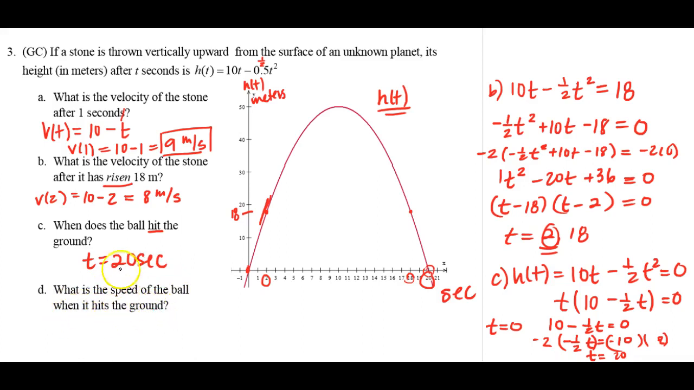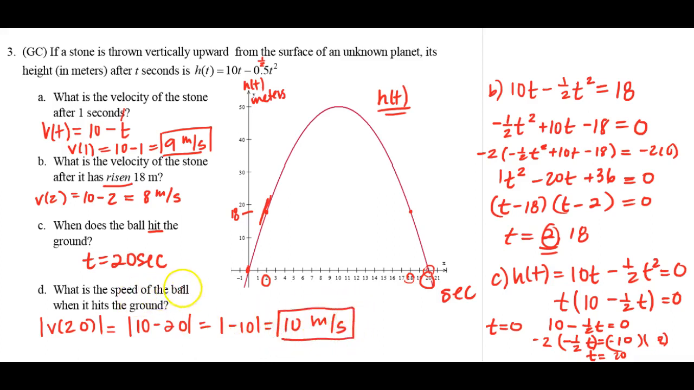And then finally, part D, what is the speed of the ball when it hits the ground? We just found the time when the ball hits the ground, so now I want the speed of the ball when it hits the ground. Now speed is the absolute value of velocity. So what I'm setting up here is the absolute value of v of 20. Whatever the velocity is at 20 seconds, I take the absolute value of it to find the speed when the ball hits the ground. My velocity function is 10 minus t, so 10 minus 20. The absolute value of negative 10 is just 10, and my units are meters per second.